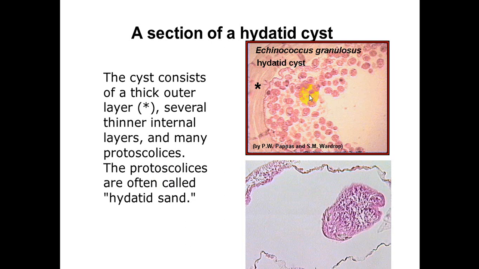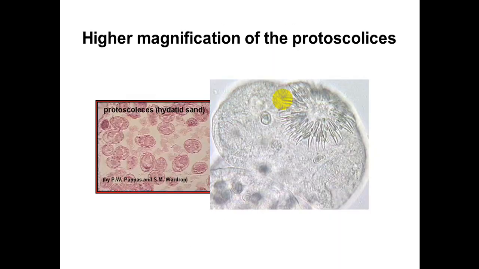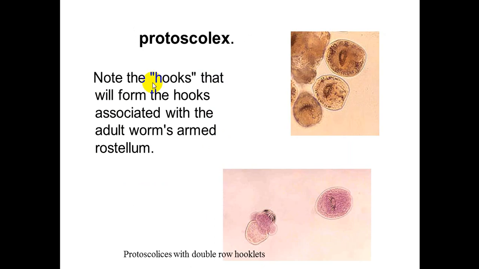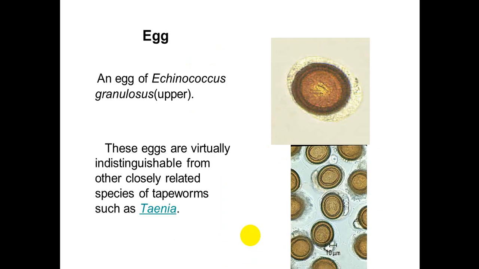And these are what we call hydatid sand. Higher magnification of the protoscolices. This large picture is for it. Protoscolices, not the hook, will form the hook associated with the adult worm, the armed rostrum. So this is the head and this is the body, and protoscolices with double row hooklets.